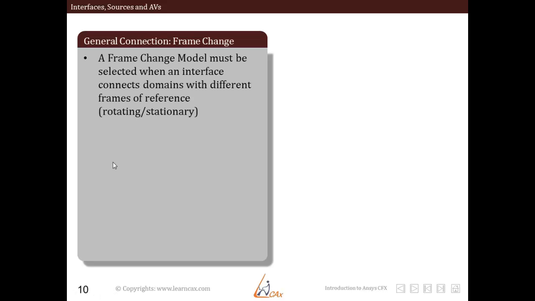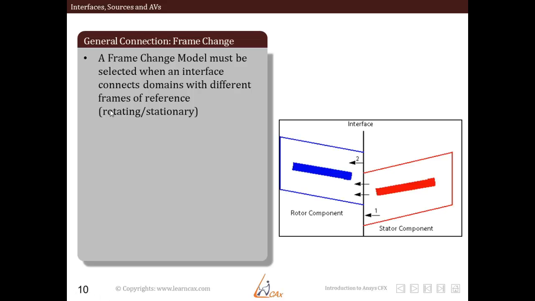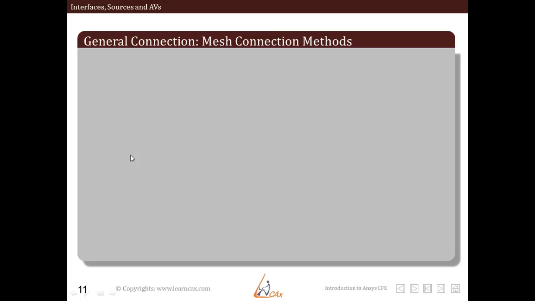Now when it comes to frame change, there are some frame change models that are also available within CFX at interfaces, and this is selected when an interface connects a domain with different frames of reference. Like in turbo machinery, when one of the domains is a stationary reference frame and another domain is in a rotating reference frame. For that we have the frozen rotor model, we also have the stage model, and we have the transient stator rotor model, which is part of turbo machinery analysis. So we won't go into detail of this, at least in this course.